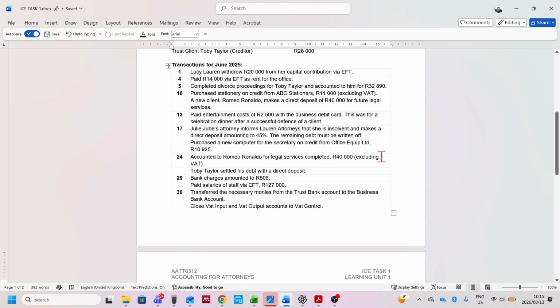The transaction on the 5th, most of you recorded this transaction as a trust transaction instead of a business transaction. So it says here, completed divorce proceeding for Toby Tyler and accounted to him 32,890. I mentioned that every time you come across the words "accounted to", it means that we are sending an invoice to the customer for the work that we have done. So you are billing the customer.